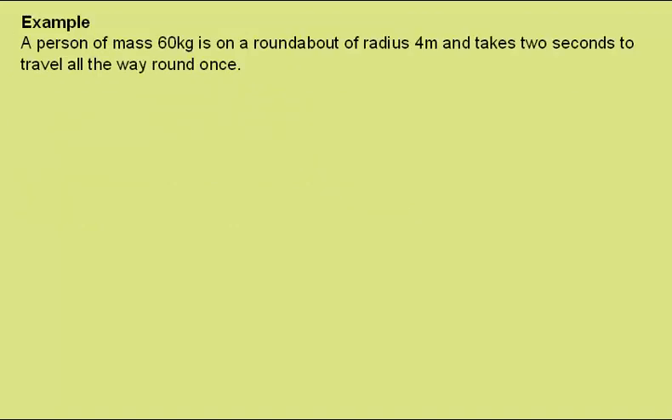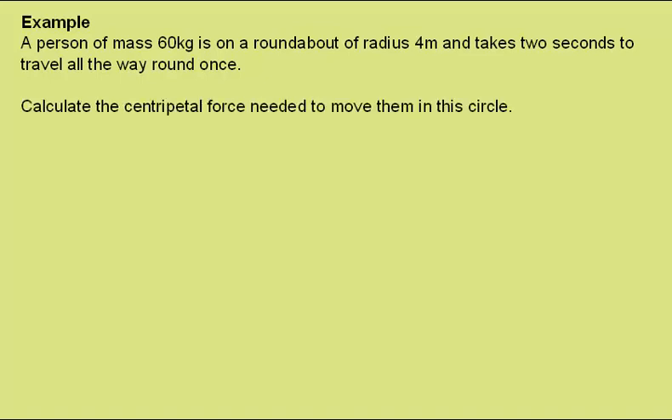Here's an example. A person of mass 60 kilograms is on a roundabout of radius 4 meters and takes 2 seconds to travel all the way round once. Calculate the centripetal force needed to move them in this circle.